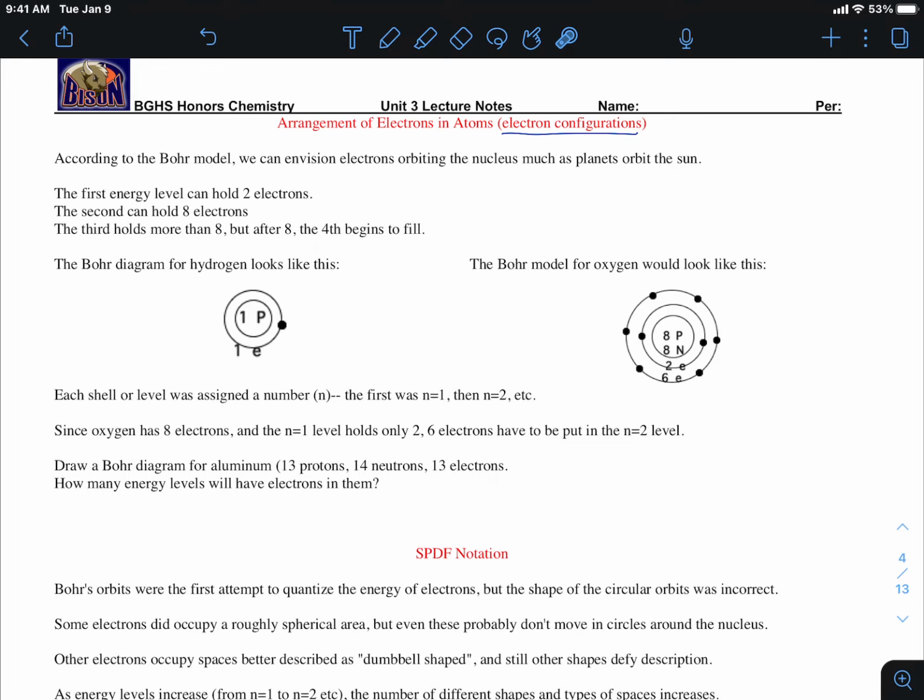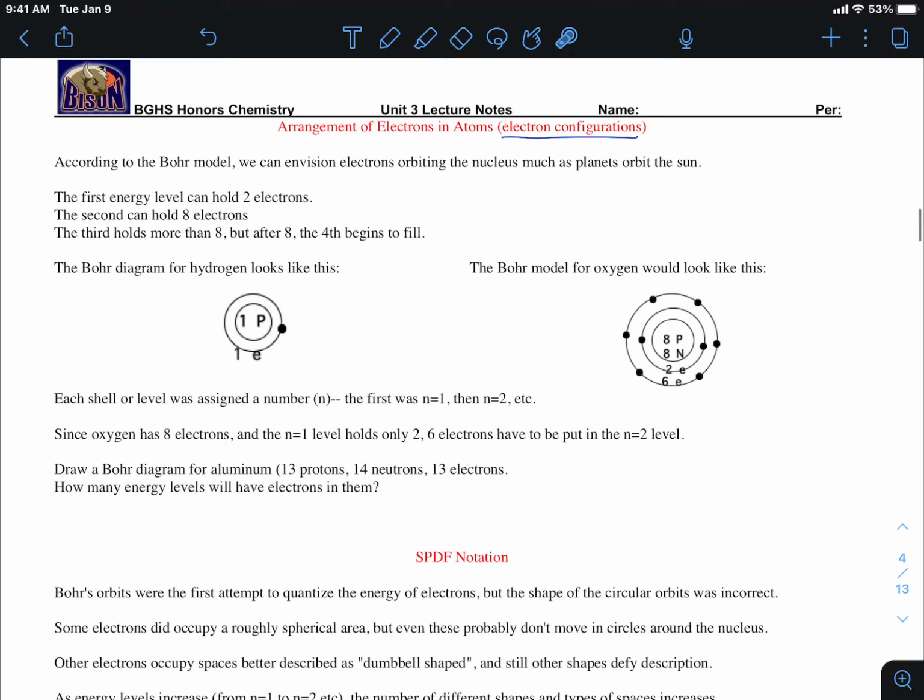So a couple rules. The first rule about the Bohr diagram is that the first energy level can hold 2 electrons. Okay, so just 2 electrons. The second energy level can hold 8. The third actually holds more than 8, but then the organization gets a little complicated. So we'll start small.